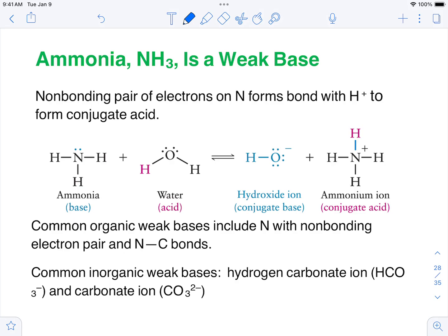An important one that I mentioned in a previous video is NH3. It's kind of a hidden base. There's no hydroxide ion, but you just have to know that it is a weak base. Again, look at your double arrow there for equilibrium.